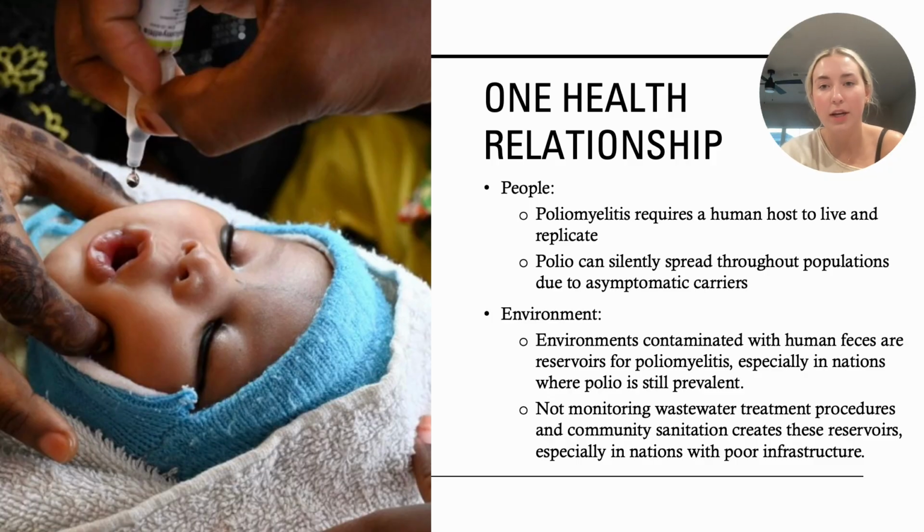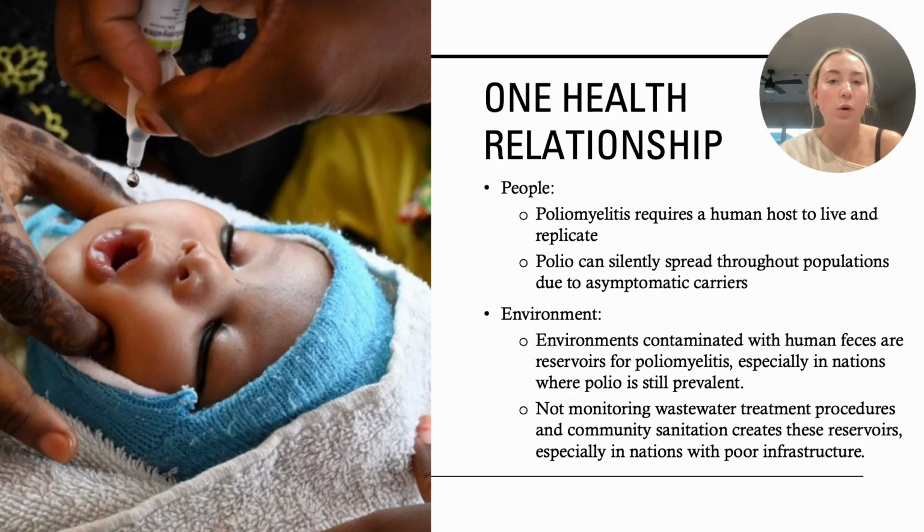Polio is a really good example of the One Health framework. Poliovirus only infects humans, meaning there is no animal reservoir. This makes the virus easier to eradicate. However, many of the individuals that are infected are asymptomatic, so these individuals can unknowingly transmit the virus, contributing to silent transmission within communities. From the environmental perspective, the virus spreads through the fecal-oral route.